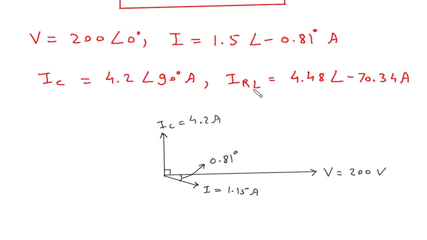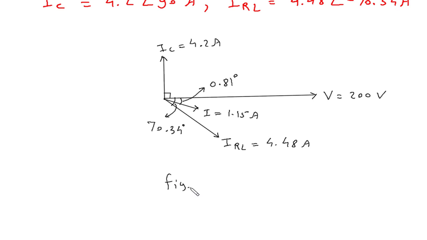Then IRL. IRL means 4.48 and its angle is negative, that means it is downside, so it will be somewhere here. IRL is equal to 4.48 ampere, and its angle from here to here will be minus 70.34 because it is downside, that means it is negative. So this will be the vector diagram. This is the vector diagram for this question.